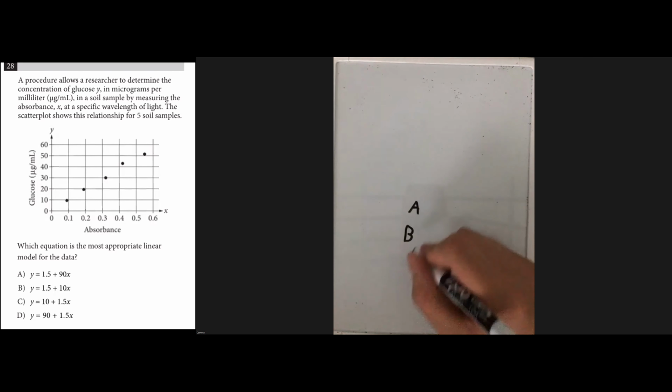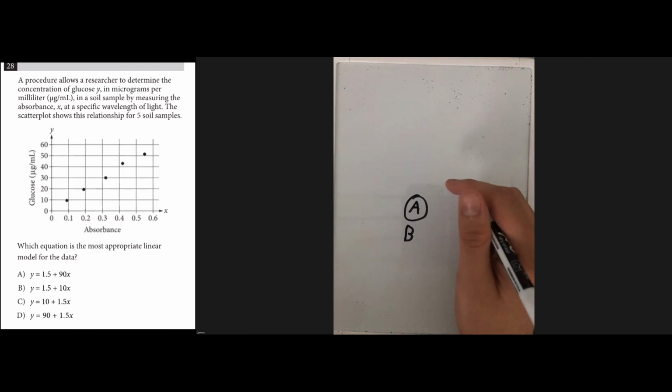Because for answer choice B, 1.5 plus 10x, you can just plug in any of these points. Like if we plug in 0.6 times 10, we get 6 plus 1.5, which gets us 7.5, which is not the 50 that we see graphed. Whereas if we plug that into the 90x, we would get a value that's much closer to the graph that we are given.